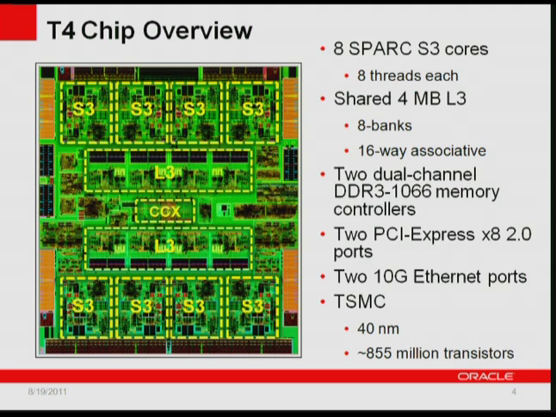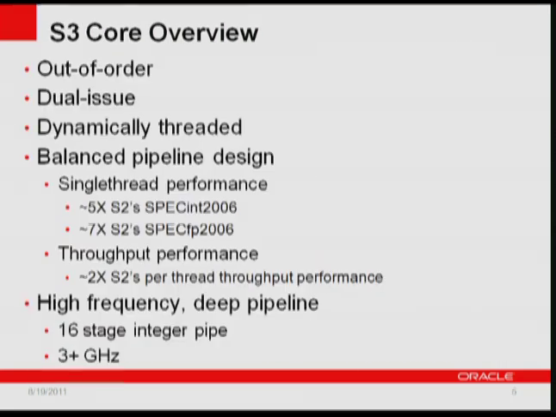T4's L3 is 4 megabytes. It has 8 banks, and it's 16-way set associative. Since we leveraged the same die as T3, we have 2 dual-channel DDR3 1066 memory controllers, 2 PCI Express x8 2.0 ports, and 2 10 gigabit Ethernet ports. T4 is manufactured by TSMC in a 40 nanometer process and has approximately 855 million transistors.